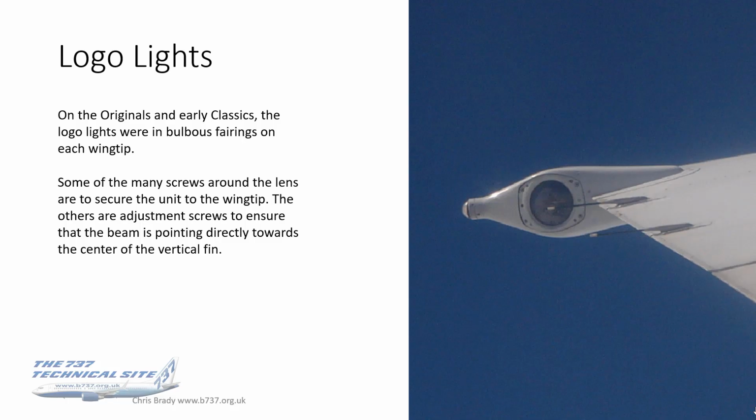Now you can see a host of screws around there. Counting up, it looks like five either side, so there's ten there. Some of those are to secure the unit to the wing tip, so you would take some of those off to replace the bulb. The others are adjustment screws to ensure that the beam is pointing directly toward the center of the vertical fin. So you get your advertising on your logo, which is what the whole thing is for.